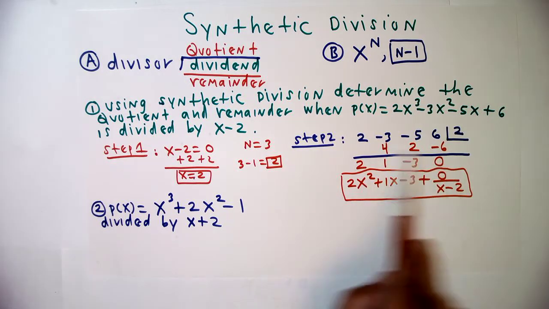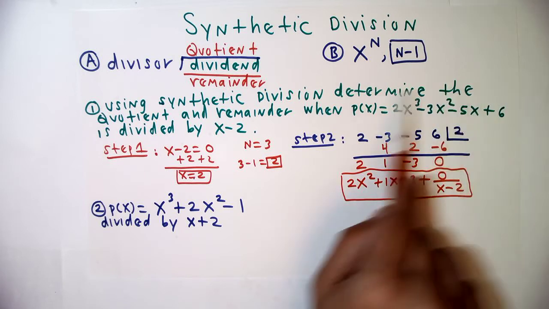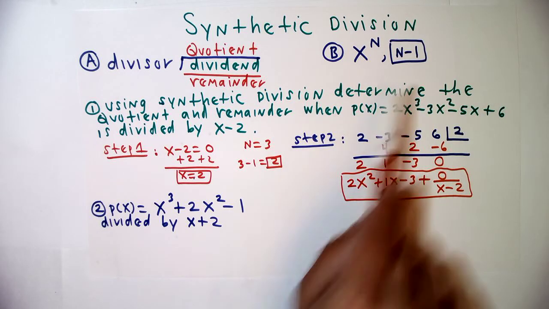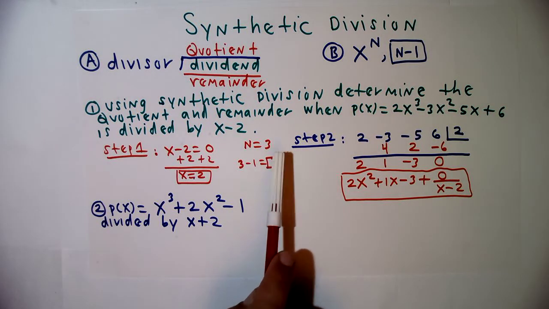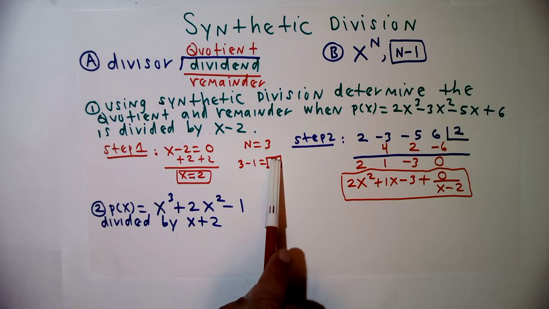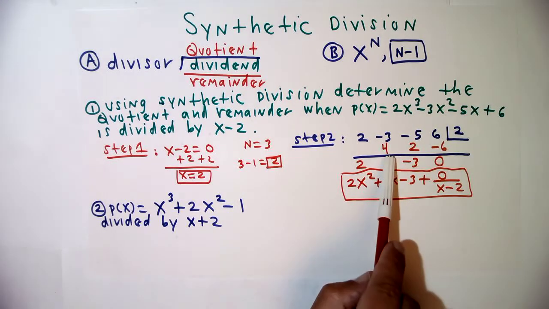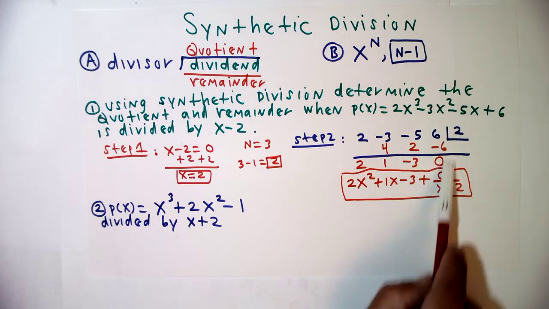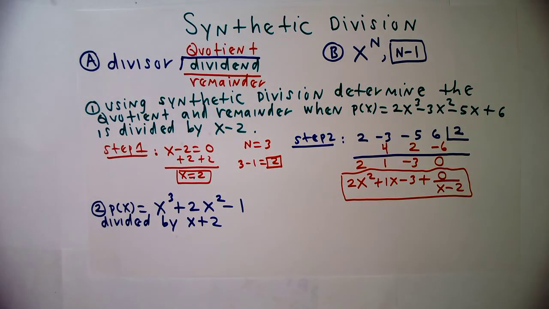But how are you writing your final answer? We go back over to step 1. You go to the original problem and ask, what is your highest degree? In this case, it's 3 here, so you write it down. But you always go minus 1, because that's telling you the power of the variable that you're going to use in the beginning for your final answer. So that's why this here now is 2x to the second. This here basically is plus 1x minus 3. And don't forget the last number here is always going to be the remainder. And that's basically the final answer.